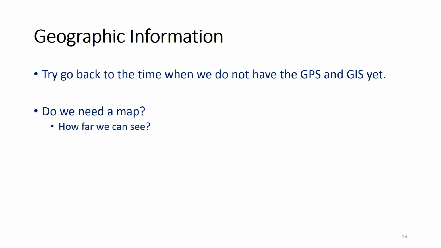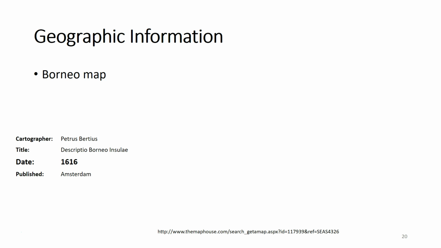Can you imagine during that time, 400, 500 years ago, how those people came to Borneo? During that time, there's no satellite, right? No one knows how the world looked, how Borneo looked. So this is a map produced in 1660 by the Netherlands. How did Borneo look like? Do you think the map is very good?